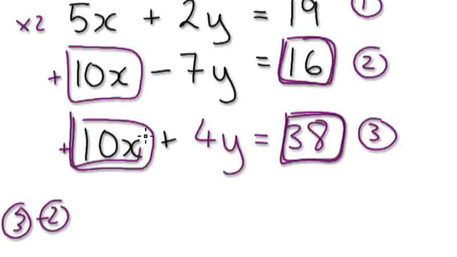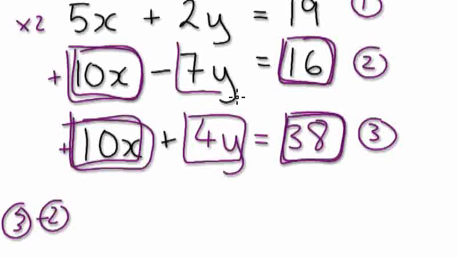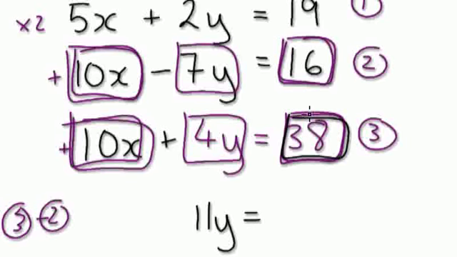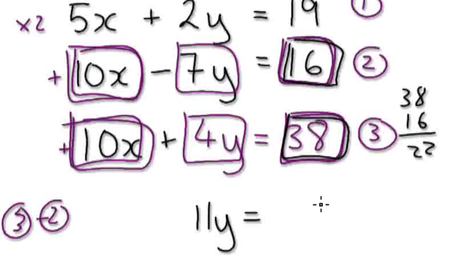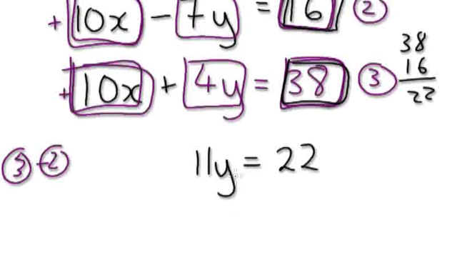Okay, so this, take away this, we're not going to have anything. Now this, take away this. Now positive 4y, take away negative 7y. That would give us 11y. Okay, 11y equals, and now this, take away this here. So 38 take away 16, that will be 22. So 22 here, and then divide both sides by 11.